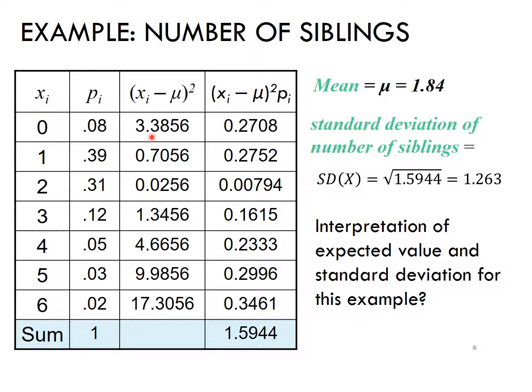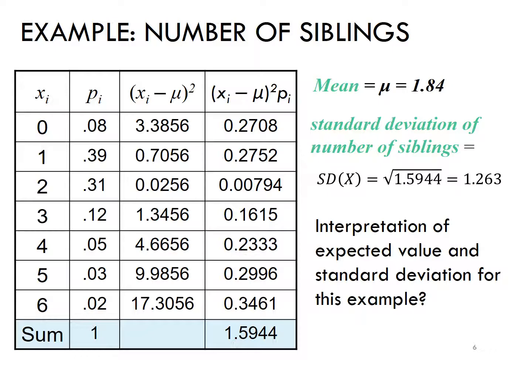0.08 times 3.3856 gives us 0.2708. 0.39 times 0.7056 gives 0.2752. Now let's add up everything in this fourth column. If I add up the squared deviations times the probabilities for all the values x can take on, I get 1.5944. Then the standard deviation of number of siblings will be found by taking the square root of that number, and the square root of 1.5944 is 1.263.